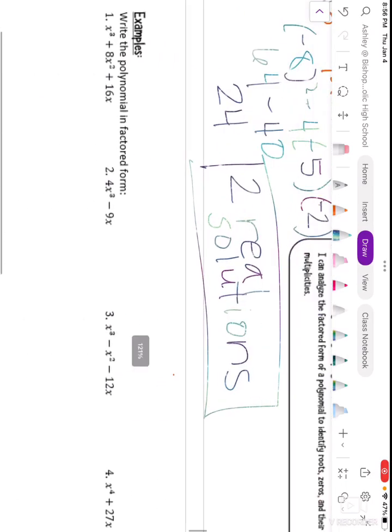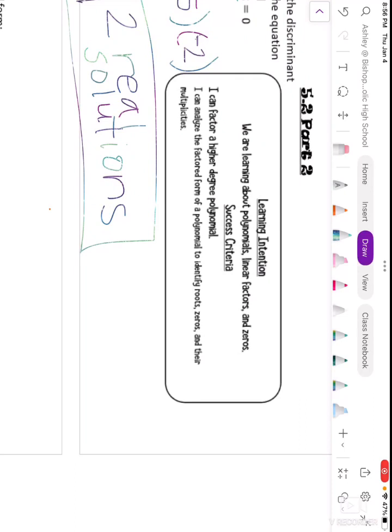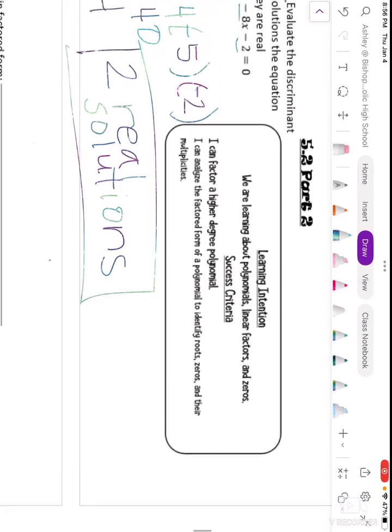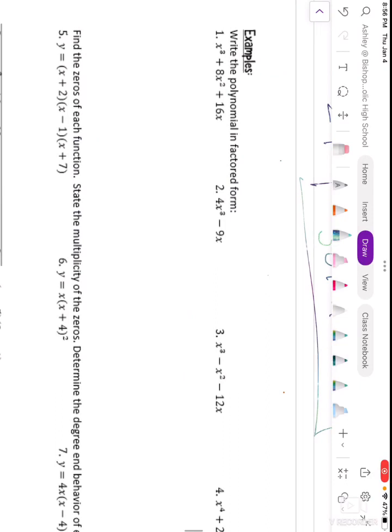Okay, so continuation, same learning intention and success criteria. We're learning about polynomials, linear factors, and zeros. We're going to factor higher degree polynomials, analyze the factored form to identify our roots, zeros, and their multiplicities. So if we are writing this in factored form, always take out our greatest common factor first. So looking at number 1, greatest common factor between these 3 terms would be x.